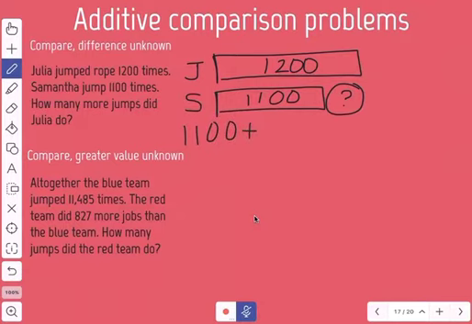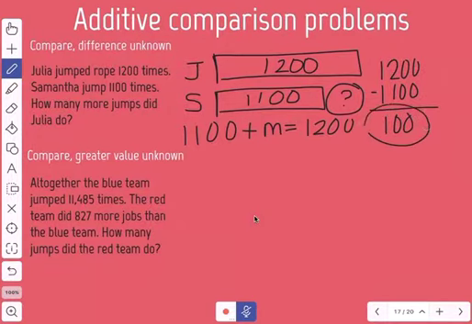So to solve that, I could look at the situation equation, which would be 1,100 plus, we'll say, M for more, equals 1,200. I'm sorry, I have a really sore throat tonight. And then I would solve that by doing the exact opposite. So my answer would actually be, Samantha jumped 100 less, or Julia jumped 100 more. So that's the diagram for that.